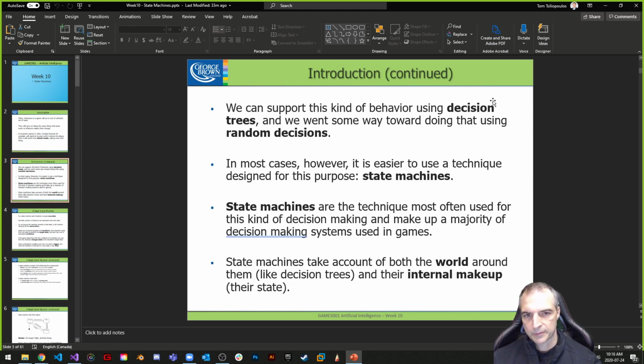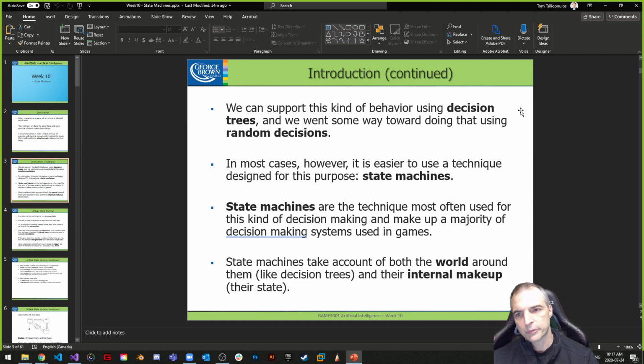So again, we've talked about decision trees as well as behavior trees in order for us to implement decision making. And this time we're going to be talking about state machines and how they're unique and different than decision trees. It's one of the most common techniques for decision making, and the reason for it is because it's a very simple implementation. I think they're easier than behavior trees.